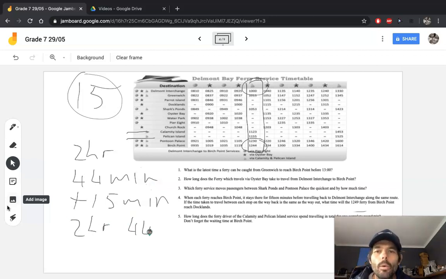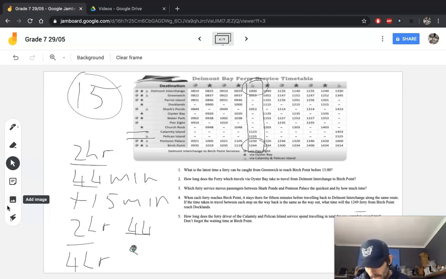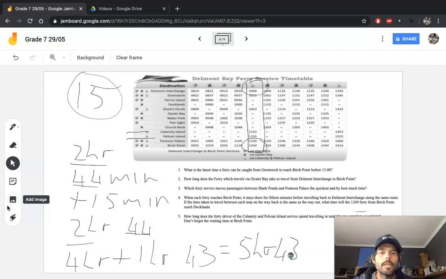All right, so we need to add all that time up. So we go 2 hours and 2 hours is 4 hours. 44 minutes and 44 minutes is 88 minutes plus 15 minutes. Okay, 88 plus 15 is going to give us 103. And 103 minutes is 1 hour and 43 minutes. Okay, so 1 hour and 43 minutes. So your total is 5 hours and 43 minutes.